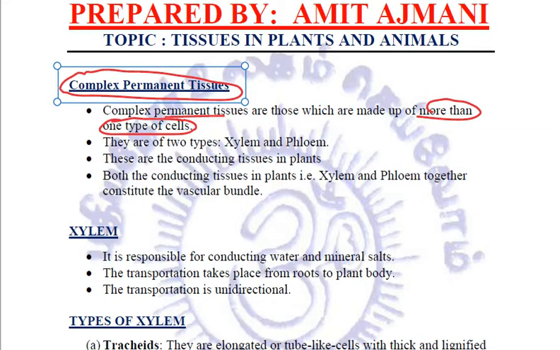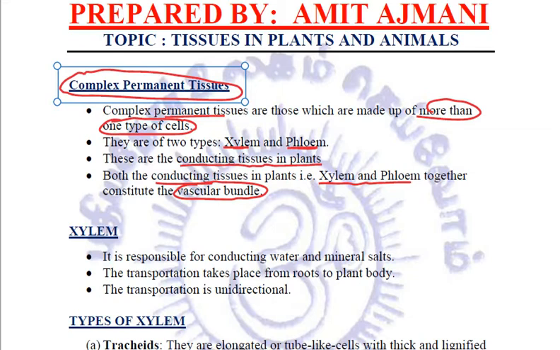These permanent tissues are further divided into two types, that is xylem and phloem. These xylem and phloem are the main conducting tissues present in plants, and both these conducting tissues taken together, that is xylem and phloem, together constitute the vascular bundle. So what is a vascular bundle? Xylem and phloem both taken together are known as vascular bundle.